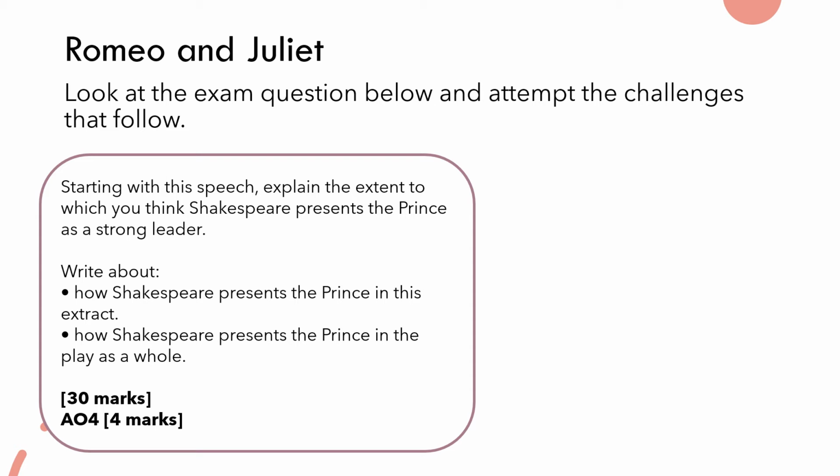To get a higher mark though, you need to think about the prince in the play as a whole, and this is going to show your understanding of the play. It shows you've really put in the time and the effort to revise the key elements in the play. So this last bullet point is really important if you're thinking about getting anywhere between a 5 or a 6 in your exam.